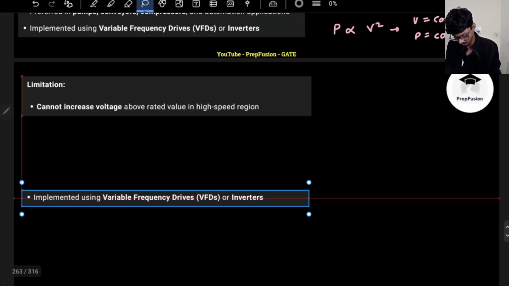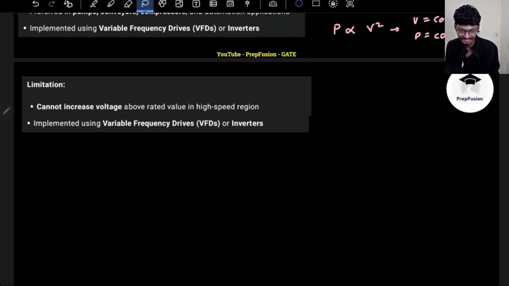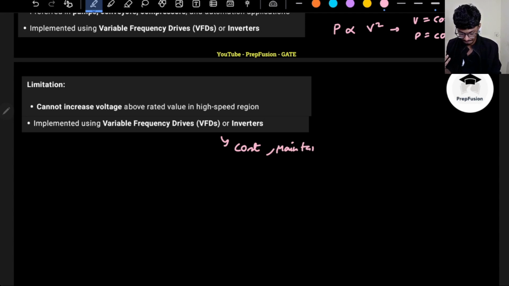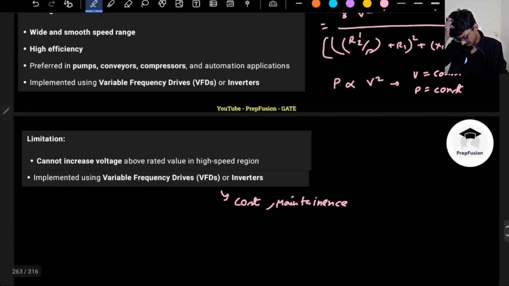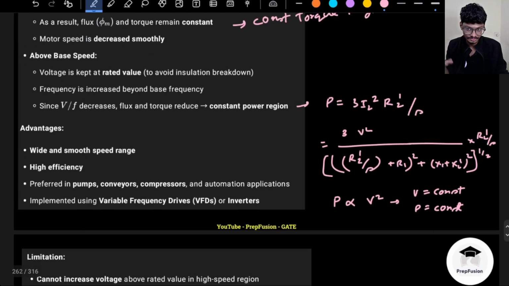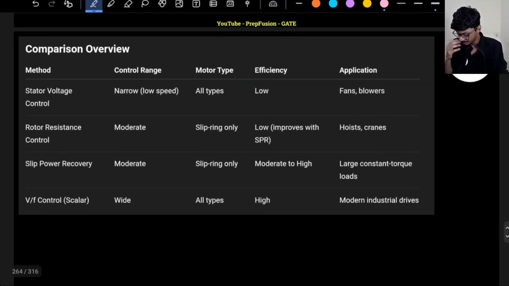Because someone has to change the frequency, and changing the frequency is not that easy a task. So all this will increase the cost, and external circuitry is required, right? So the maintenance also will be increased. So these are the disadvantages of this kind of speed control techniques. So mainly these are the speed control techniques.